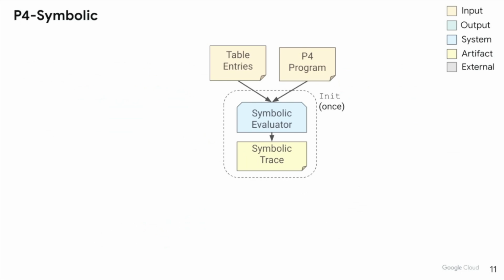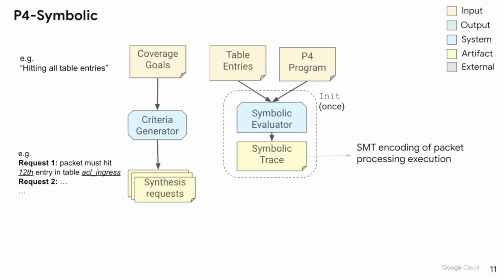To be a little bit more specific, we have two phases. In the first phase, given the P4 program and a set of table entries, we do this symbolic evaluation, as I said, and then we generate what we call a symbolic packet trace, which is an SMT encoding of the packet processing execution according to the P4 program and table entries. So this is only done once per program and table entries.